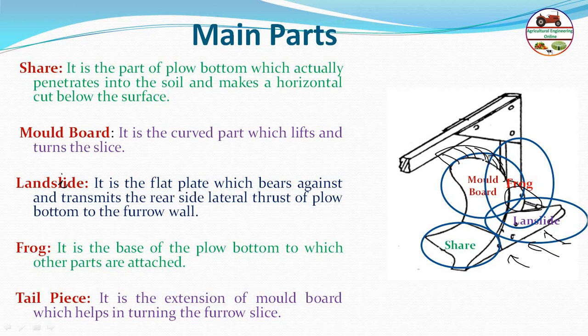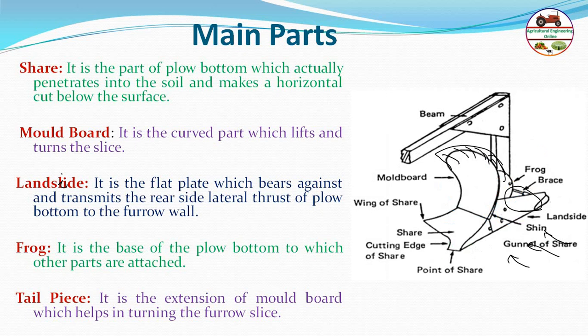So depending on the requirement, if more inversion is required, that means more turning of the furrow slice, then there is an extension of the moldboard, which is called the tail piece. Basically there are other parts you can see here. The frog brace is the connection between the landside and the frog.